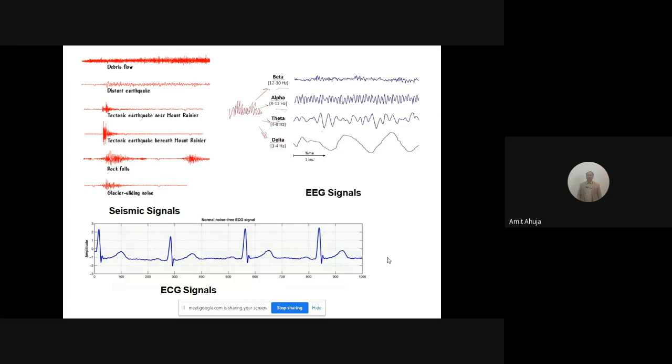Your seismic signal, the earth signal, can be a source of information. Your ECG, EEG can be a source of information. So that means you may be interested to send this information from one place to another place in the form of data.